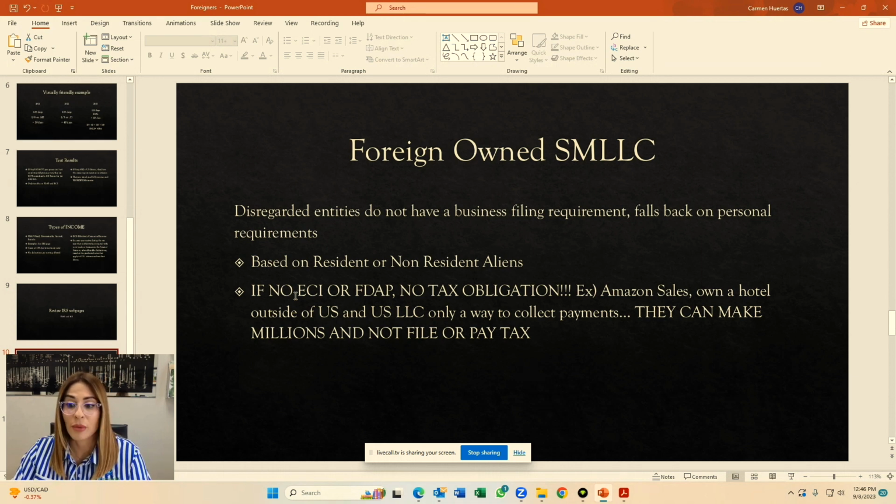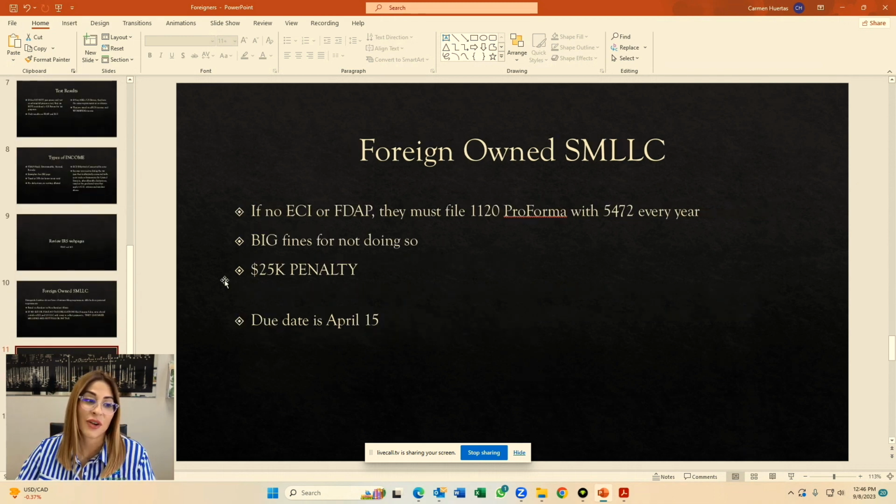Amazon sales, for example, or if you own a property outside of the US and you rent it in your country, but you're using the US LLC as a way to collect money or whatnot, you're not connected to the US at all. Okay? And you can make a ton of money and not have to file or pay tax. It's crazy, but that's how it works.